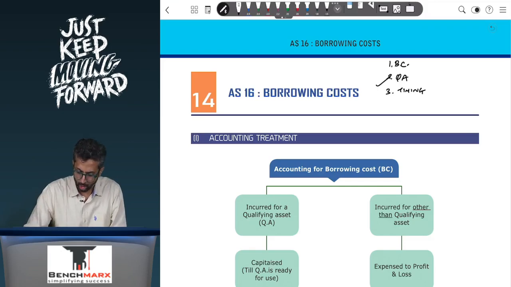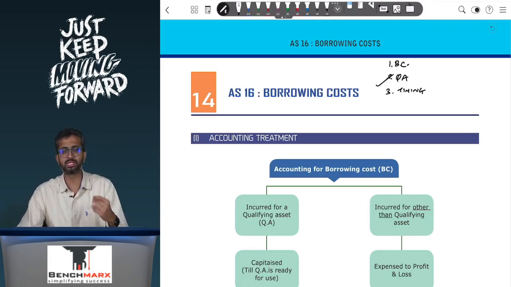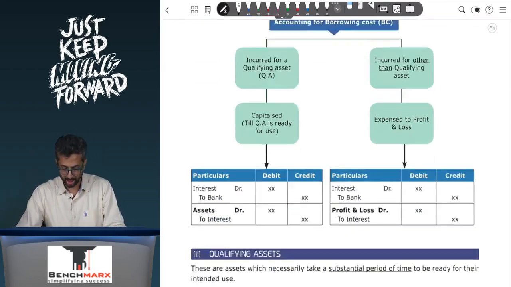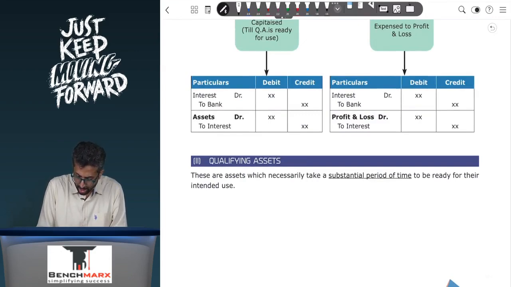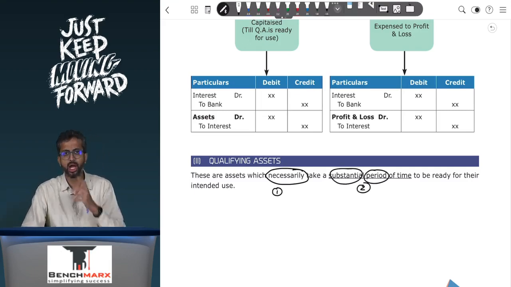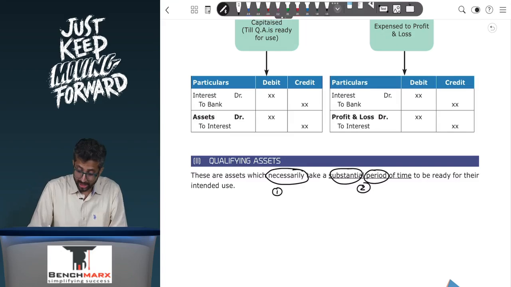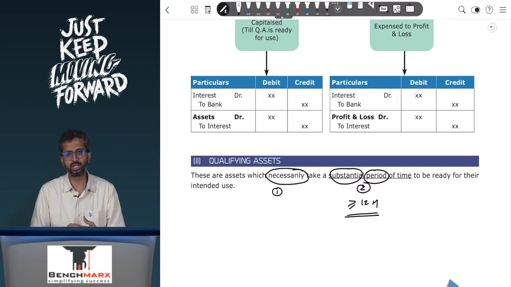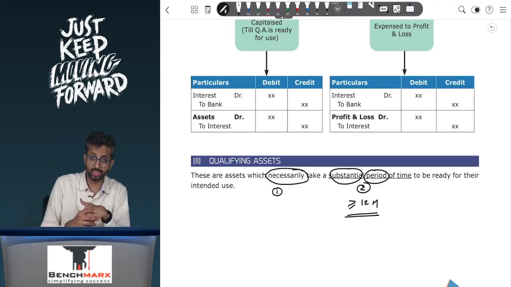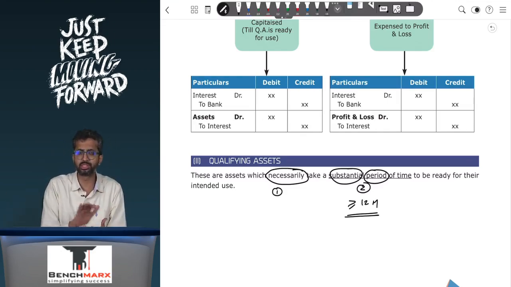So first, let us figure out what is a qualifying asset. A qualifying asset is an asset which necessarily takes a substantial period of time to be ready for its intended use. Now over here, what do you mean? Important, it should ordinarily or necessarily take a substantial period of time. And second, what do you mean by a substantial period? Now the standard has mentioned that if nothing else is available, then a time gap of greater than or equal to 12 months for the period of construction, or for it to be getting ready for use, is a substantial period of time. So if I were to take more than 12 months to construct an asset before I can actually use it, that is when I will say that this is a qualifying asset.